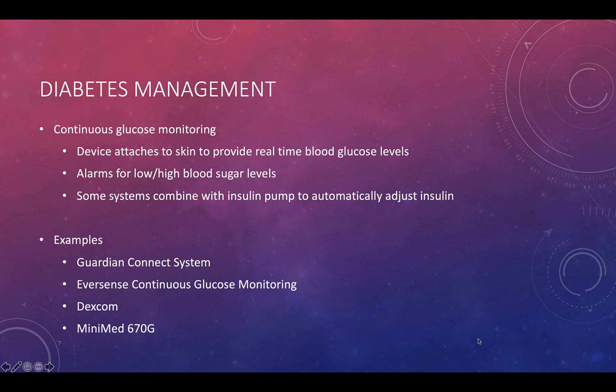Some systems have started to combine the glucose monitoring with an insulin pump so that it will automatically adjust. So if your blood sugar does start to drop in the middle of the night, the insulin infusion stops. Some examples currently on the market include the Guardian Connect system, Eversense continuous glucose monitoring, the MiniMed 670G, and Dexcom is just about ready to release their 7th version of their continuous glucose monitor.